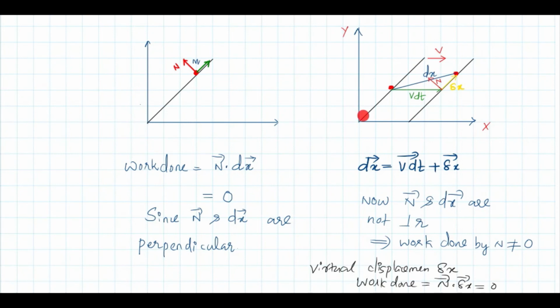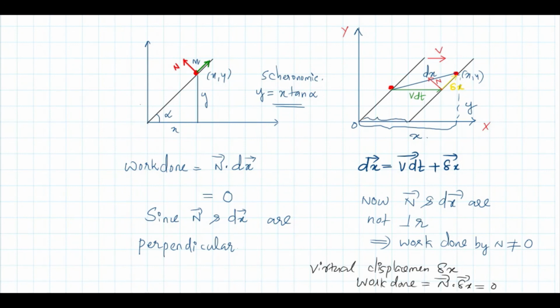So in this problem, this is a time dependent constraint. What is the constraint here? In the first problem, if you denote the position of this particle by x, y, and this angle is alpha, we know that y is equal to x tan alpha, because tan alpha is y by x. This is a scleronomic constraint. But in this example, what is the xy coordinate? This height is y, and the length from origin is x. But this distance is v dt. So you can say that this distance is x minus v dt.